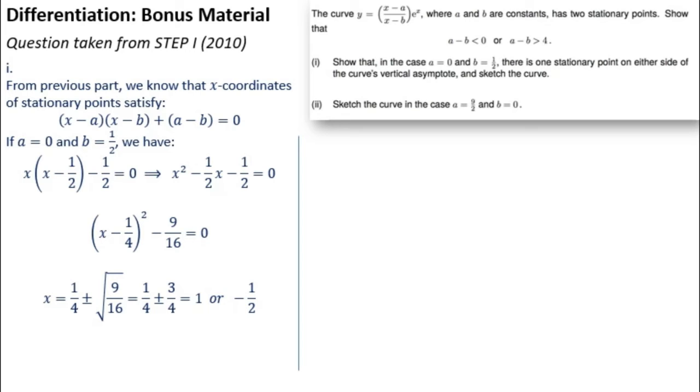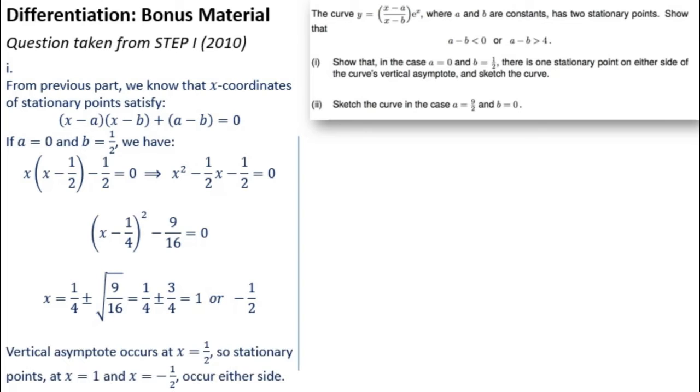All I need to do now is figure out where the vertical asymptote occurs. And that will happen when the denominator of the fraction is equal to 0. So if we look back at the original curve that we're dealing with, which will be y equals x minus something over x minus a half, multiplied by e to the x, the denominator is x minus a half, which means the vertical asymptote will occur when x minus a half is 0. So when x equals a half. And that fits. We've got an asymptote when x equals a half, and then to the left of that we've got a stationary point at x equals minus a half, and just to the right we've got another stationary point when x equals 1.